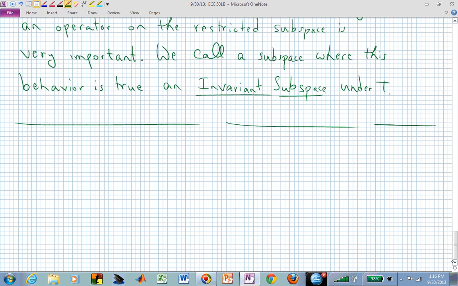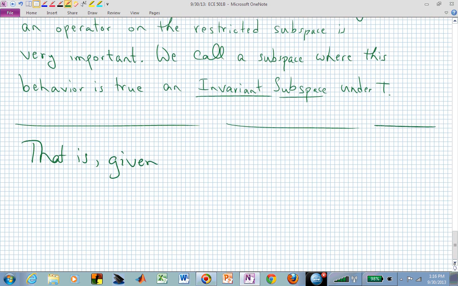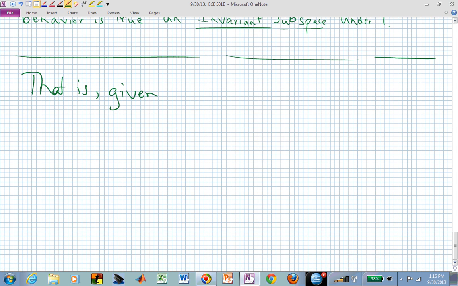Let's now start walking through some of this. This was sort of where we had been. Let's now pick up with this notion of invariant subspace and move that all the way through to eigenvalues and eigenvectors. What do we mean when we say invariant subspace?